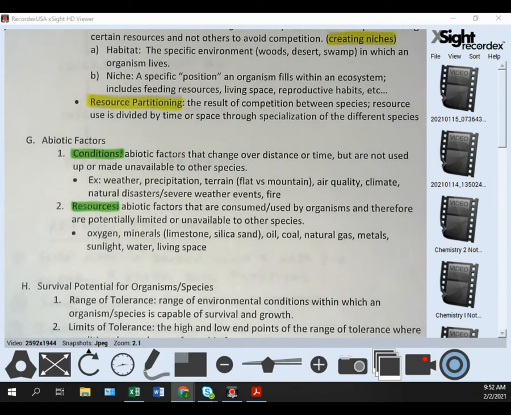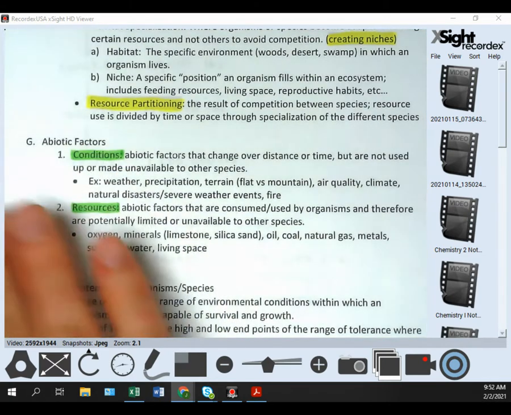So we've talked about biotic and abiotic. Anybody remember what those terms mean? Living and non-living. That's fine. Go ahead. Biotic is alive. Yep. So living, and then abiotic is the non-living. Good. So biotic refers to living. Abiotic refers to the non-living, right?